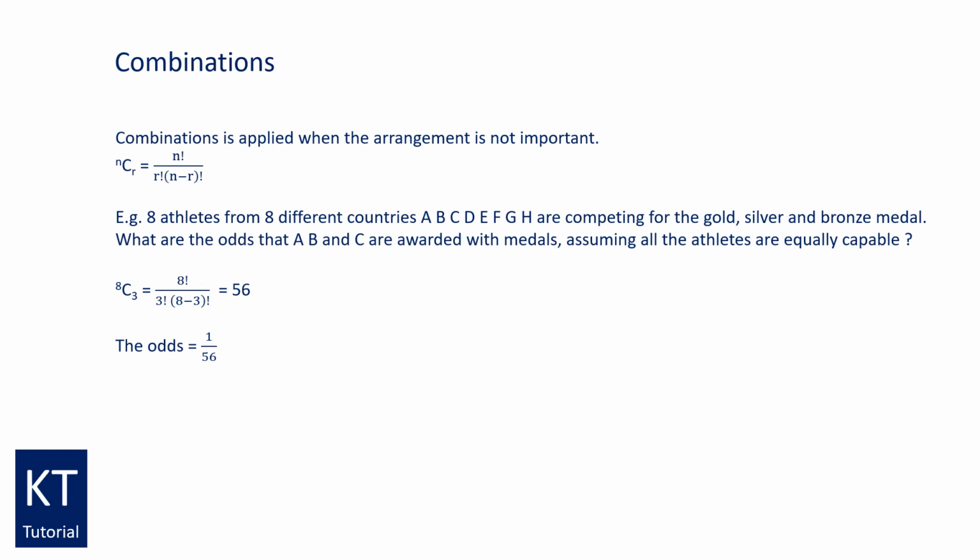Combinations apply when the arrangement is not important. It is written as nCr and equates to n factorial divided by r factorial times n minus r factorial. As an example, when 8 athletes from 8 different countries, A, B, C, D, E, F, G, H, are competing for the gold, silver, and bronze medal, what are the odds that A, B, and C are awarded with medals, assuming all the athletes are equally capable? When the arrangement is not important, it is 8C3, which comes to 56. Therefore, the odds here is 1 over 56.